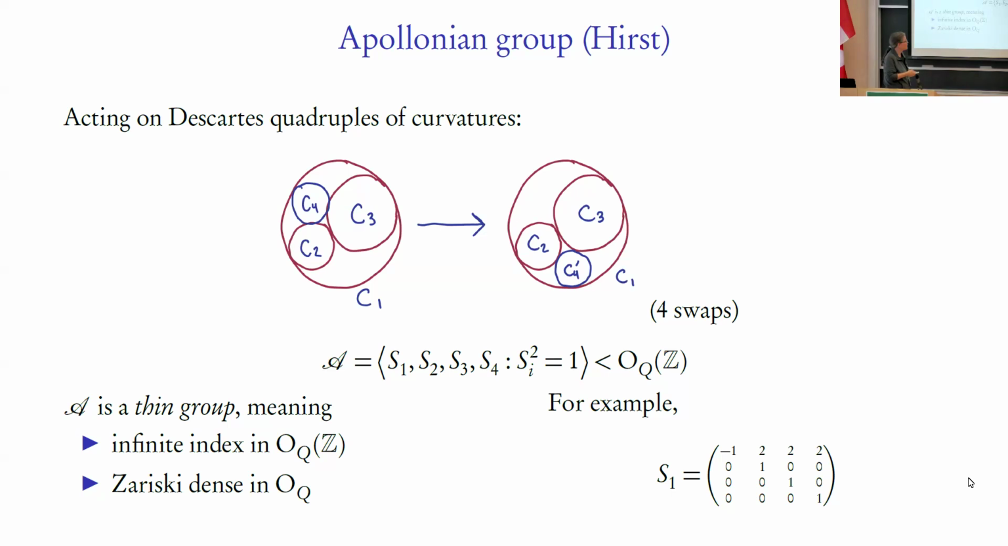And because of that linear relationship between the curvatures, if we think of this group as acting on a vector of 4 curvatures, then the new curvature has this form.